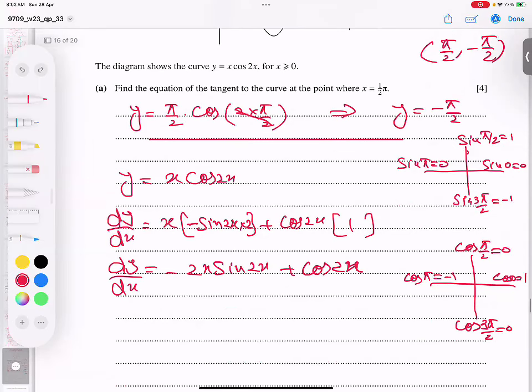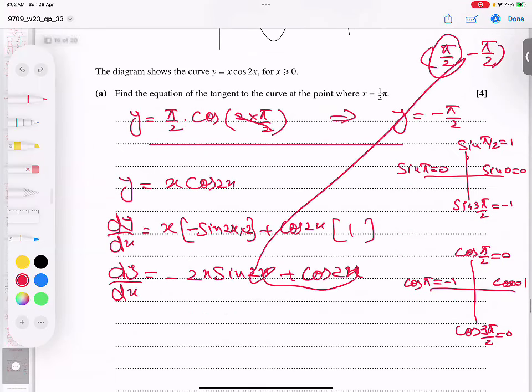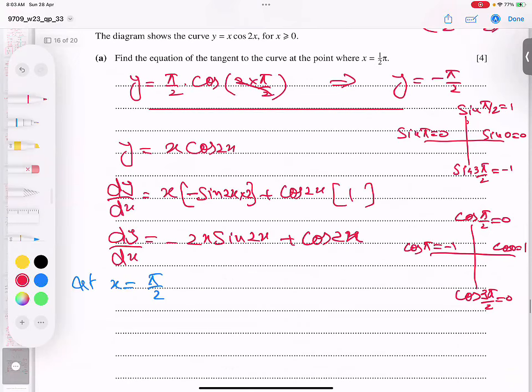I can plug in pi by 2 here and here and here. So I'm writing here, at x is equal to pi by 2, it will give me the gradient. So m is equal to negative.